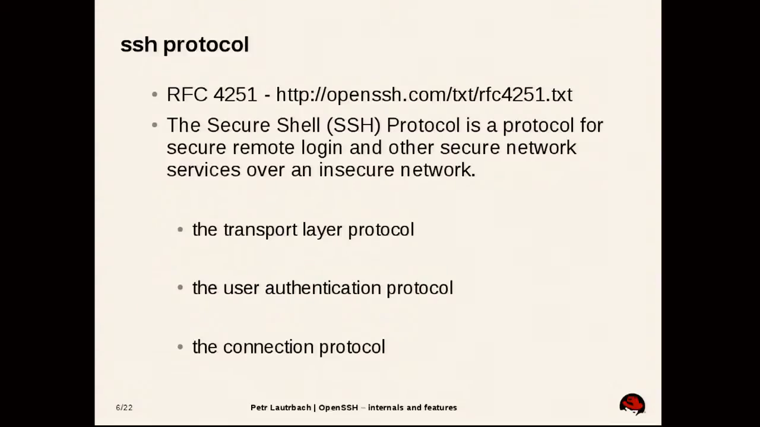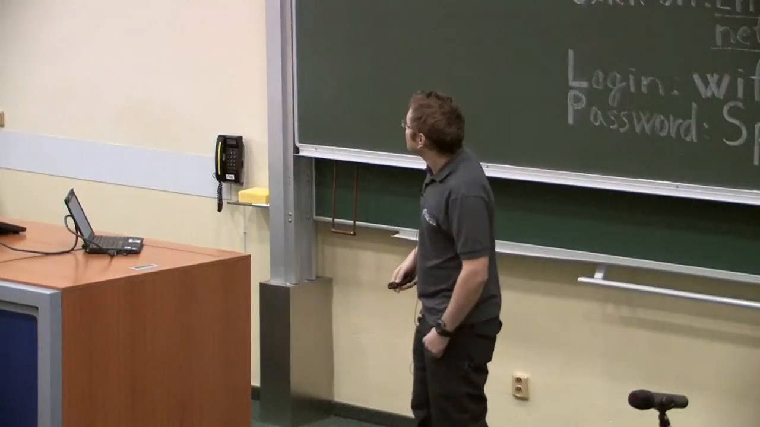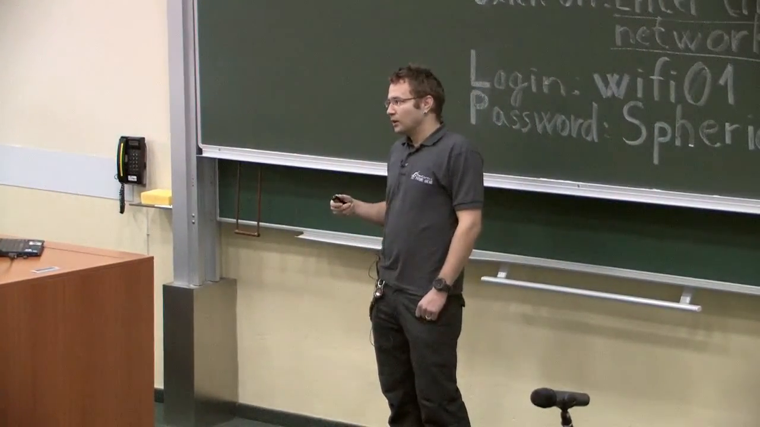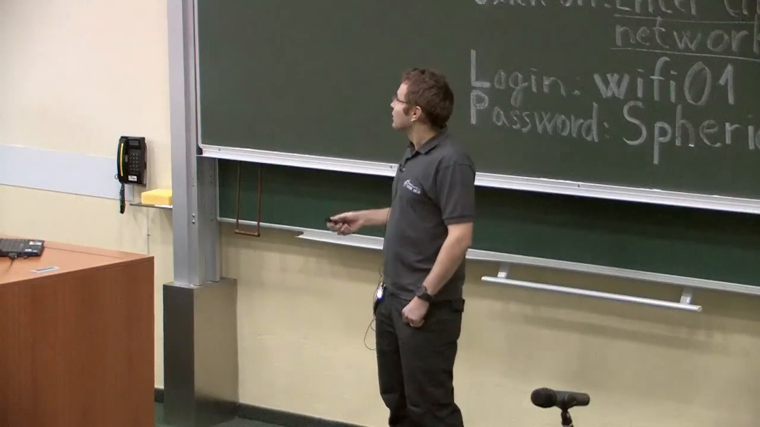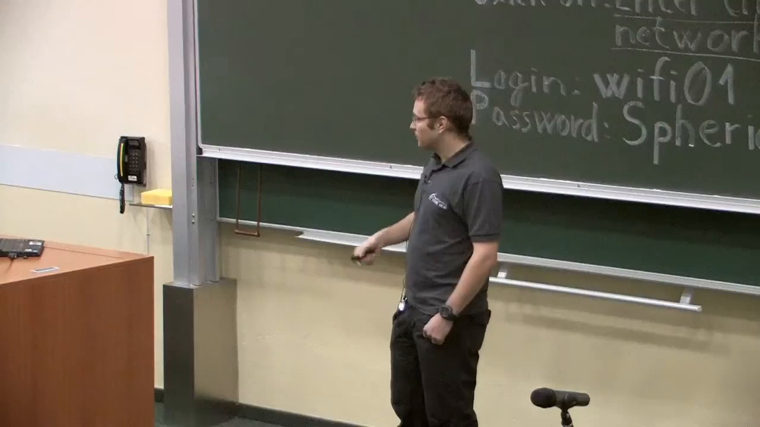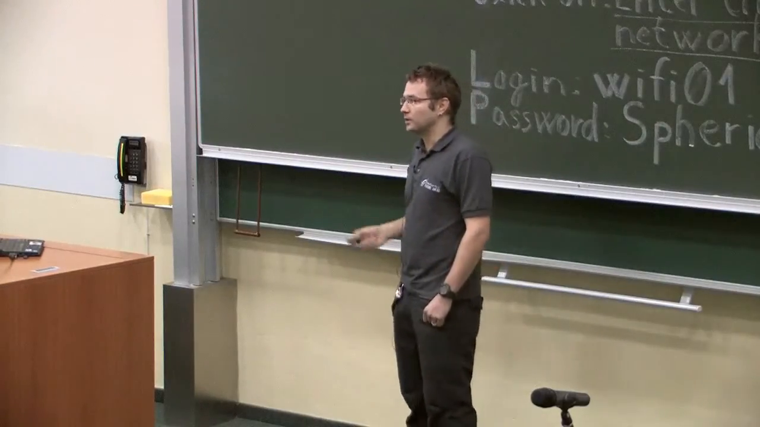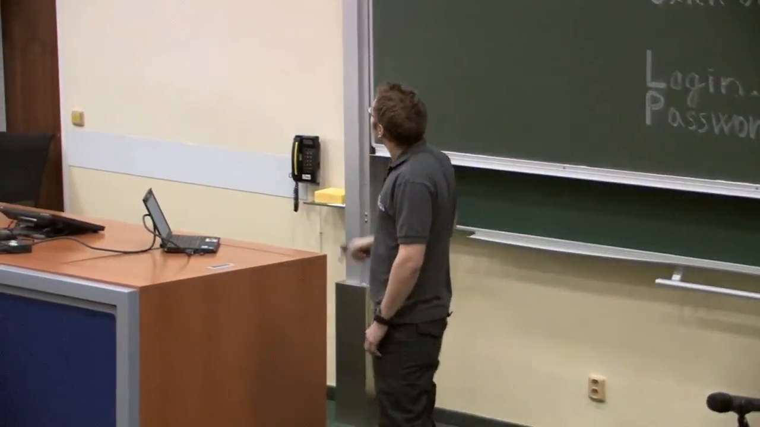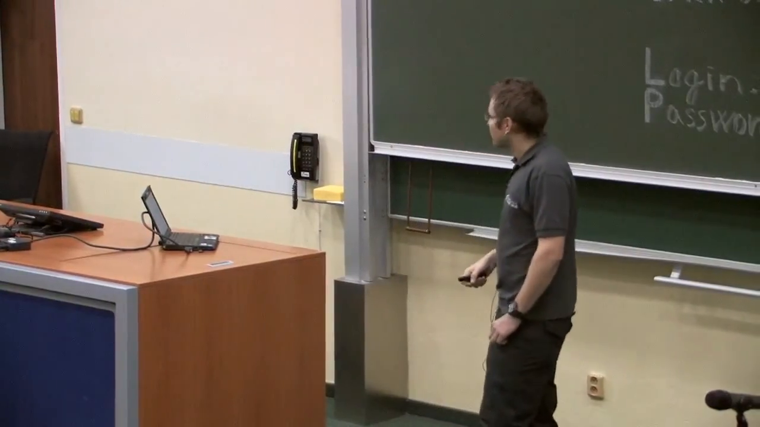Second is the user authentication protocol, which runs over the transport layer and provides authentication of the user, that is, client authentication to the server. The last one is the connection protocol, which provides interactive sessions, port forwarding, and other things which you can do with SSH. This protocol is based on channel multiplexing. I will not talk about it, just a short note. I will focus on the user authentication protocol right now.